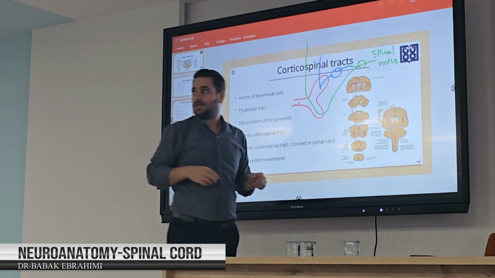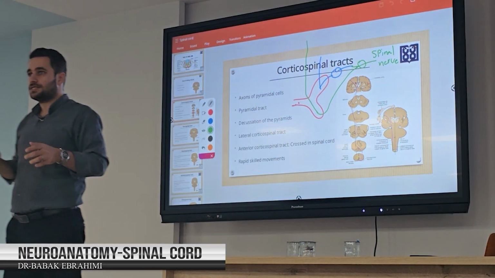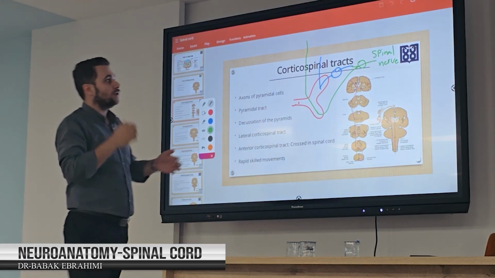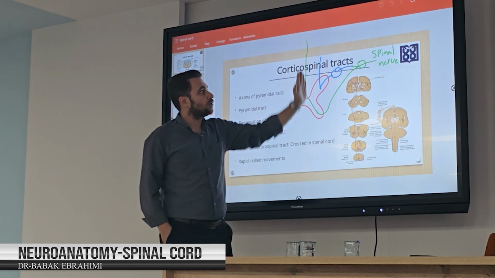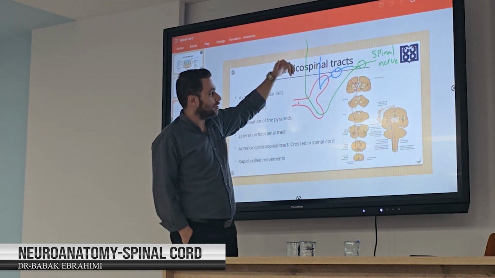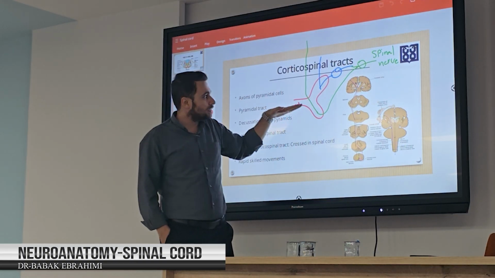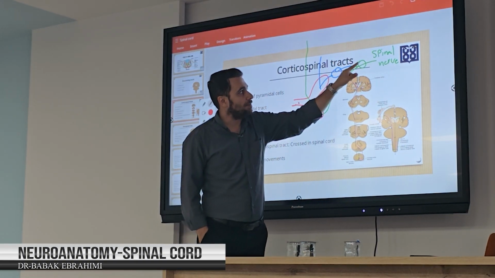How many spinal nerves do we have? 31 pairs. Okay? So the spinal nerve contains the sensory information and goes to the brain. And the motor information comes to the anterior horn. Then they come together and make the spinal nerve.